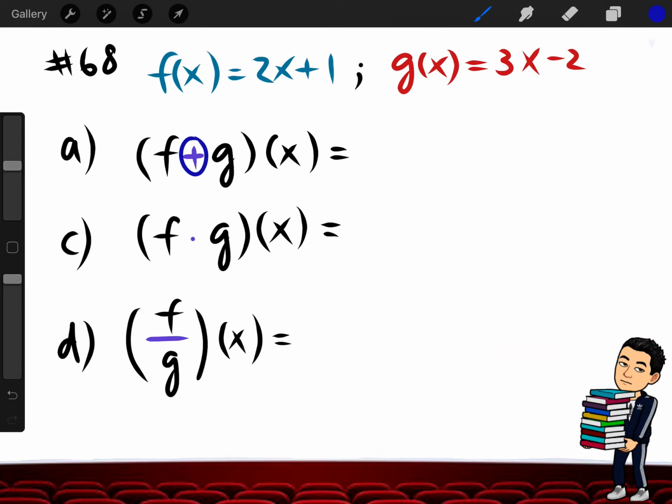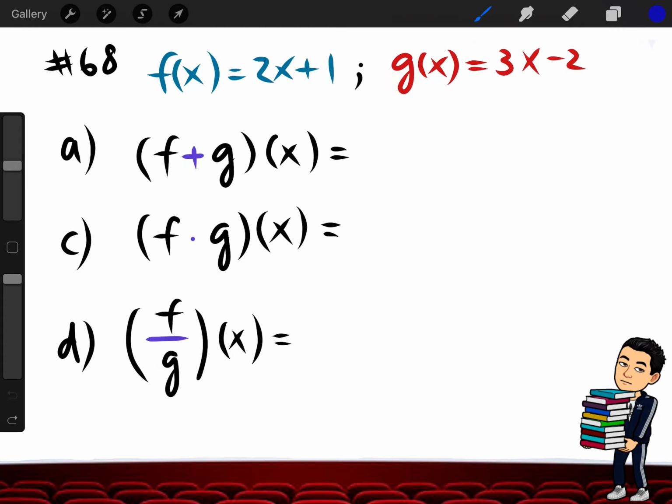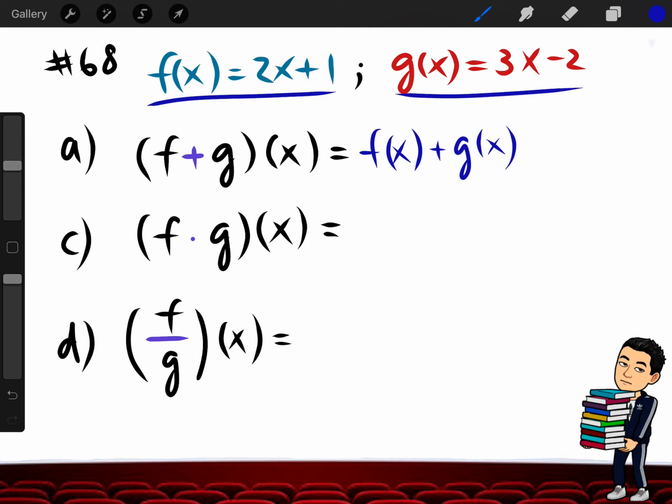When you add these two up, you're going to have to understand that this is going to turn into f of x plus g of x. Which means that it's already given to you, right? So all you need to do is add those two equations up.